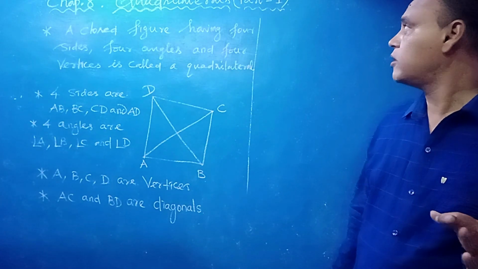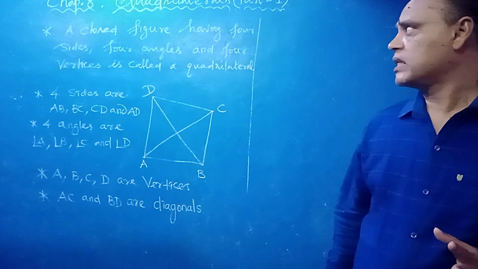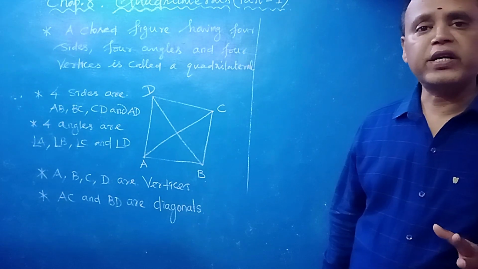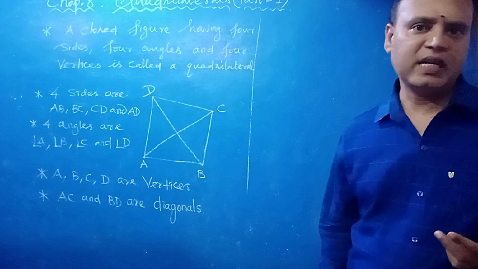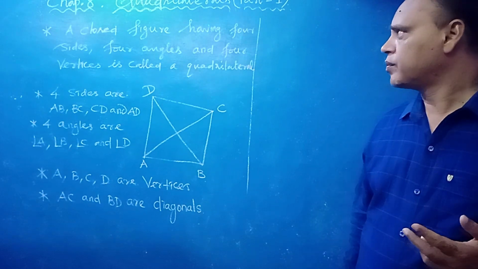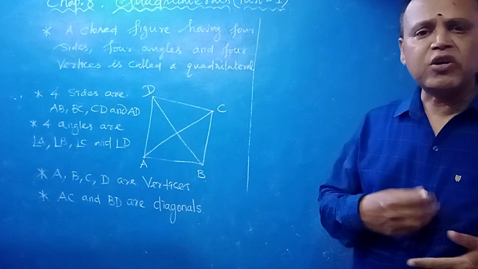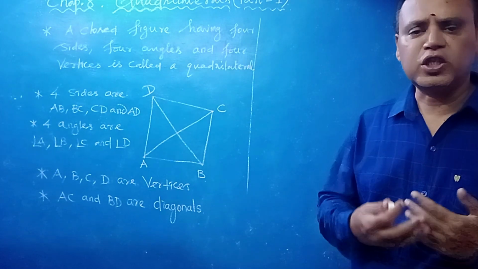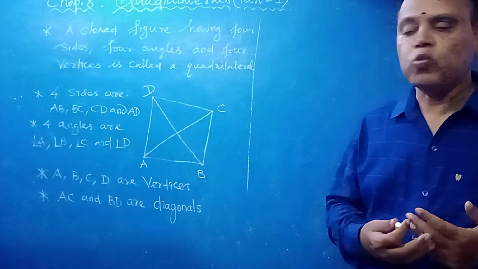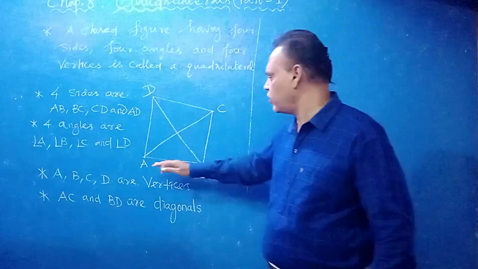Chapter 8, Quadrilaterals, Part 1. So, already you might have studied quadrilaterals in lower classes. First we will just recall what a quadrilateral is. A quadrilateral is nothing but a four-sided polygon.